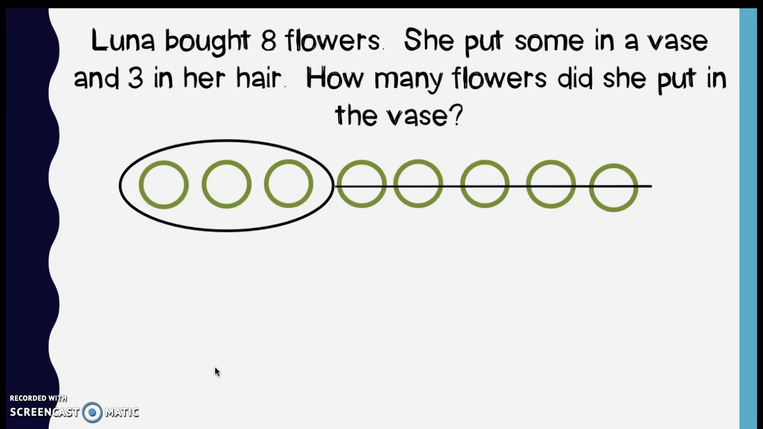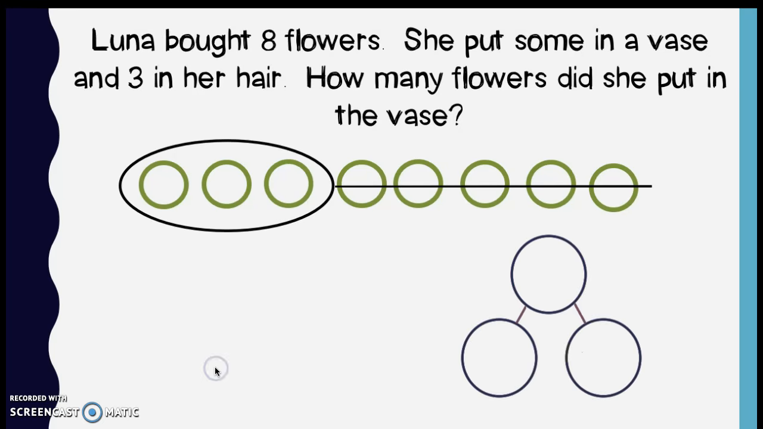Yes, the answer is 5. I hope that you counted all the ones you crossed out. 1, 2, 3, 4, 5. Because by crossing them out, we show that we took them out of the 8 flowers so we could put them somewhere else. We put them in a vase in this case.